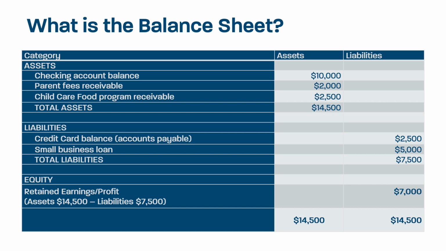Let's look at Luz's balance sheet for last week. In this case, Luz has a good amount of assets, including cash in her bank account, and funds receivable. She owes some money on her credit card, and has a business loan. But even with those debts, she would still have $7,000 left over in earnings, that is, assets of $14,500 minus liabilities of $7,500 equals $7,000.